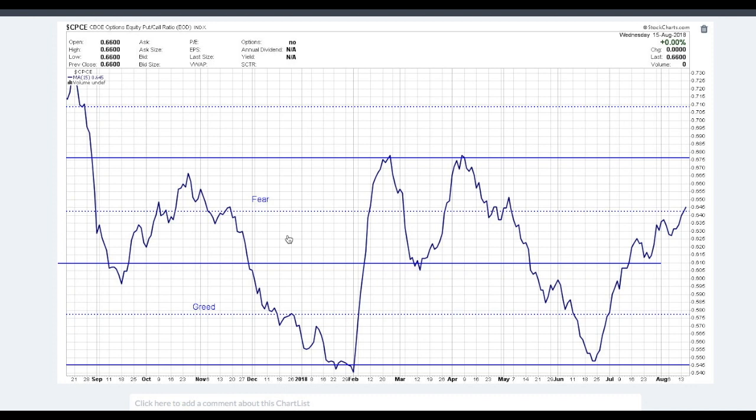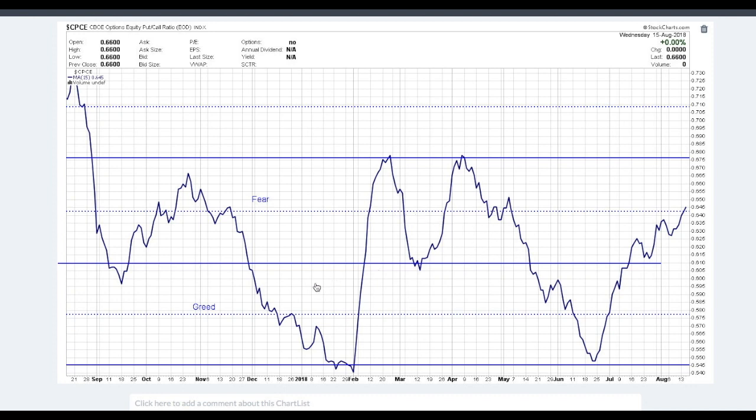And Mike showed me an idea several months ago about how to use the put-call ratio. And the best way to do it is with this 15-day moving average versus the day-to-day oscilloscope that you would see if you looked at it on a daily basis. Using a 15-day moving average really makes a lot of sense to me.